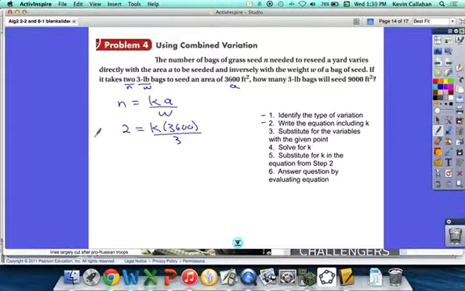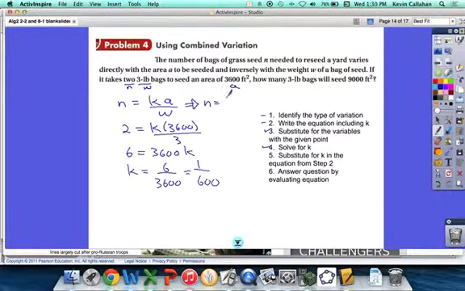So let's see. 3 times 2, 6 equals 3,600 times K. So K equals 6 divided by 3,600. And just to make that simple, 6 goes into 3,600 600 times, right? 6 times 600 is 3,600. So we substituted for the point, we solved for K. So here's our new equation.